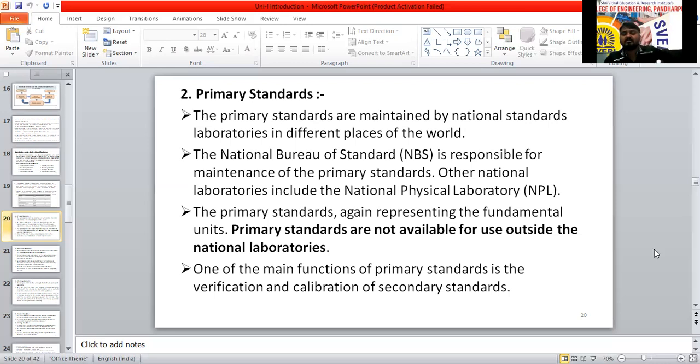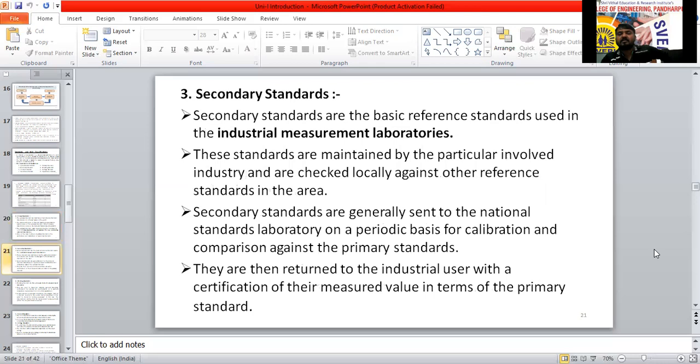The next one is secondary standards. These secondary standards are called industrial standards. The secondary standards are the basic reference standards used in industrial measurement laboratories. In one industry, they have their own laboratories. I will give the best example.